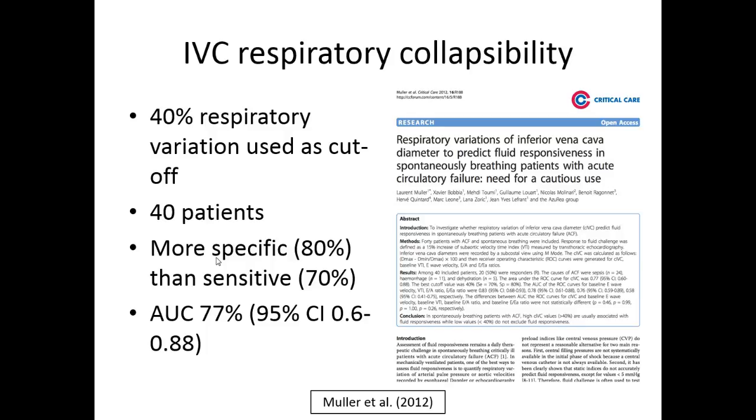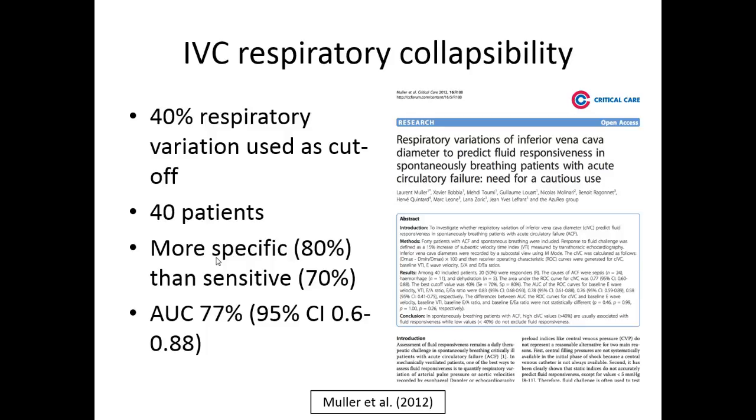Collapsibility index, that's the diameter during positive pressure ventilation, it's the change in diameter over the total diameter. So a 40% variation was used as the cutoff in this, one of the stronger studies included in that meta-analysis.